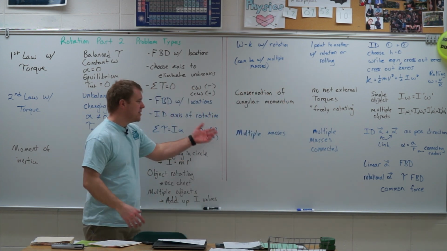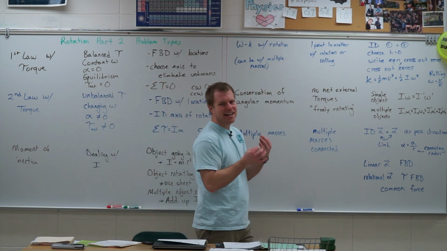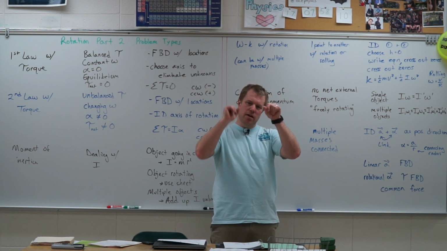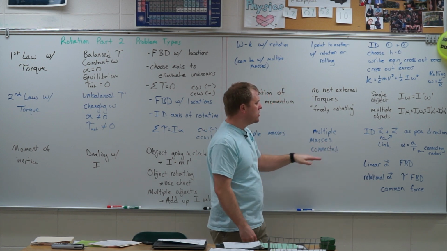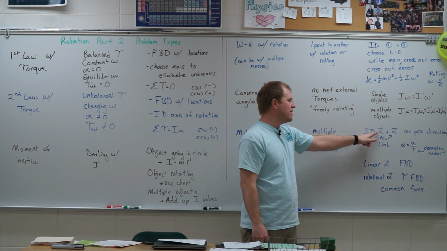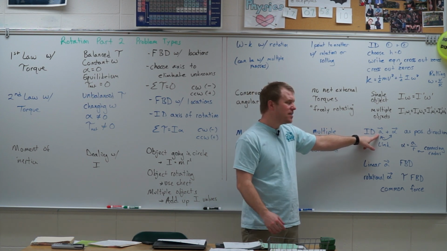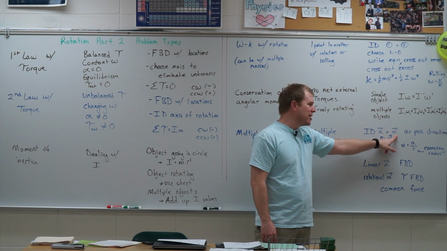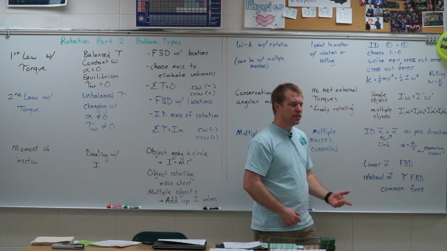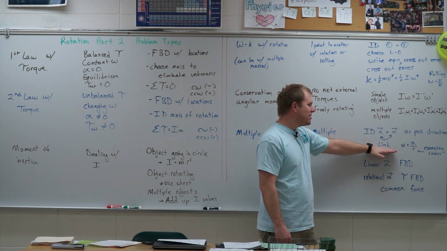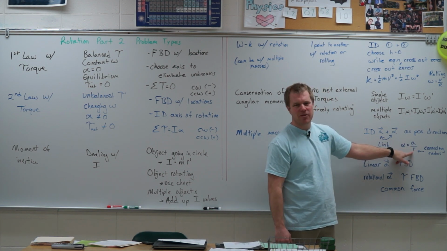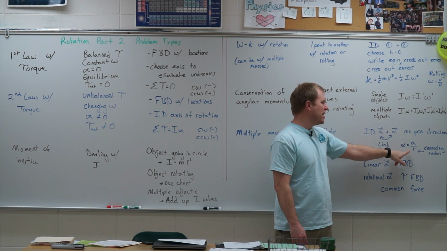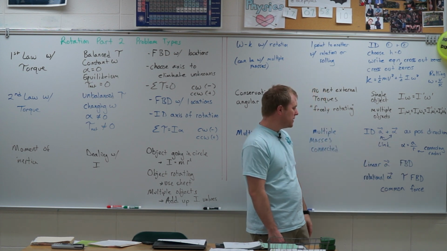Now, for multiple masses, so if you have multiple masses that are connected, whether it's a wheel and then there's a string connected to a mass that's falling, if that is your situation, you're going to want to identify the acceleration, the linear quantities, and the angular acceleration as the positive direction. And you're going to be able to link those two in that alpha is equal to the linear acceleration divided by the connecting radius. The reason these two need to be positive is so that this equation works out.